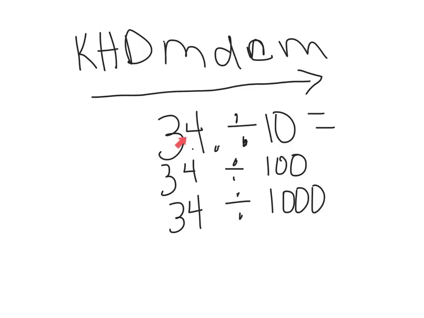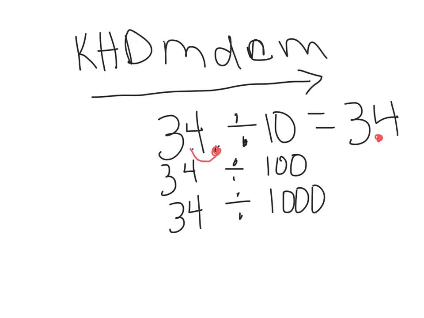So from 34, we're going to divide by 10. There's 1 zero there. Our decimal is going to move 1 spot. Well, where is the decimal hanging out? It's hanging out ninja style right here. It's going to go 1 spot to the left because it's getting smaller. And my final answer is going to be this.